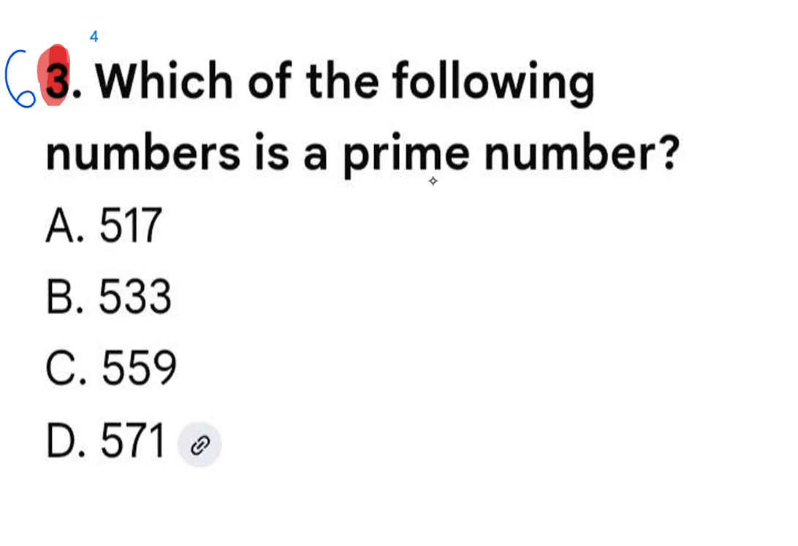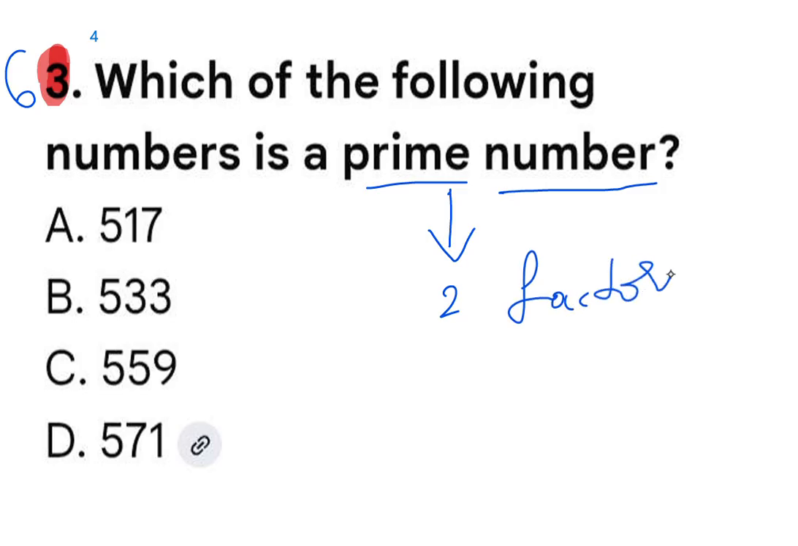First, you should know the meaning of prime number and complex number. Here they asked only the prime number. Prime number is nothing but a number which should have only two factors. That means the number should be divisible by 1 and itself.